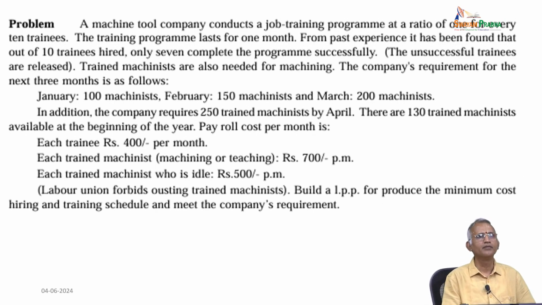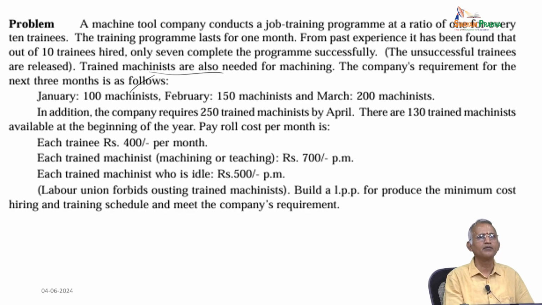So, next problem. A machine tool company conducts a job training program at a ratio of 1 for every 10 trainees. The training program lasts for 1 month. From past experience, it has been found that out of 10 trainees hired, only 7 complete the program successfully. So, the unsuccessful trainees are released. The trained machinists are also needed for machining. So, the company's requirement for the next 3 months is as follows.